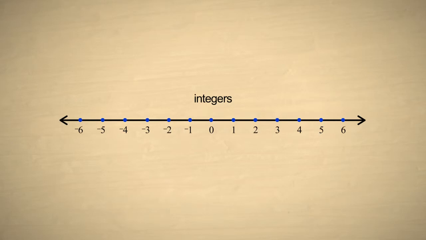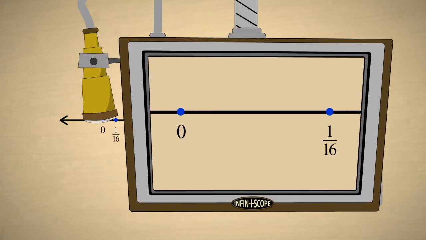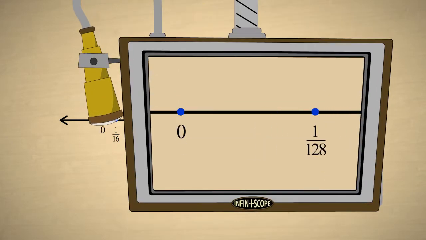But there are also an infinite number of rational numbers between any two integers. Take, for example, the two integers 0 and 1. Between 0 and 1 is the rational number 1/2. Between 0 and 1/2 is 1/4. Between 0 and 1/4 is 1/8, and so on. You can continue this forever, naming an infinite number of rational numbers between 0 and 1.